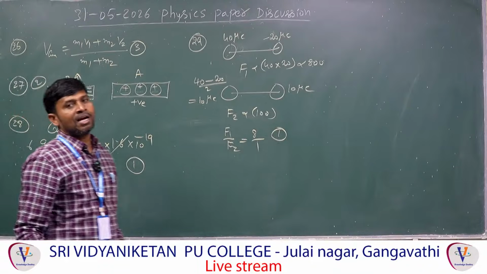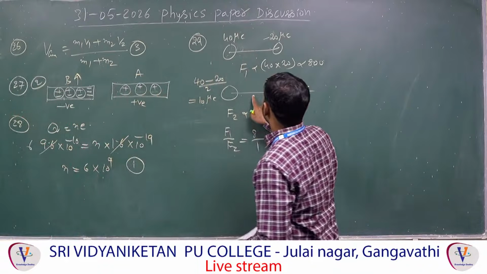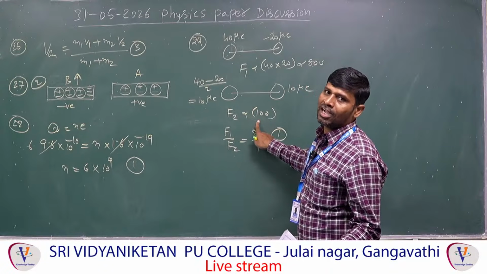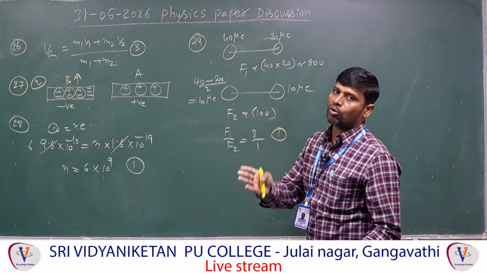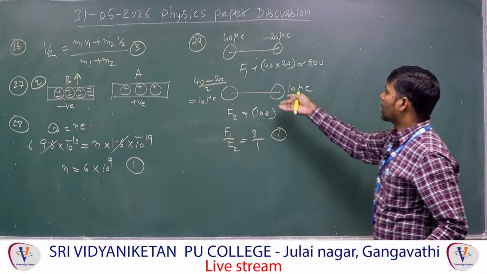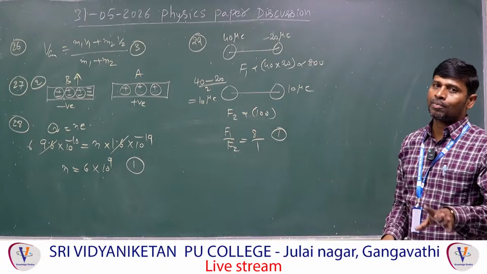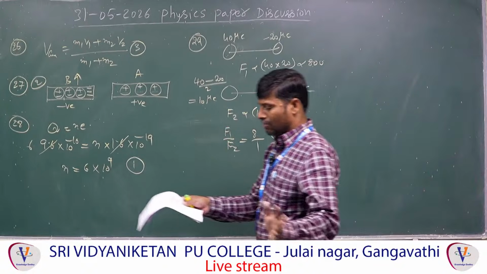Because the distance is the same for both, d square is the same and 1 by 4 pi epsilon naught is the same for both values. That's why it is enough that force is directly proportional to the product of their charges.